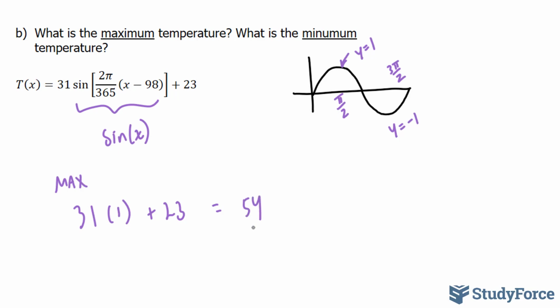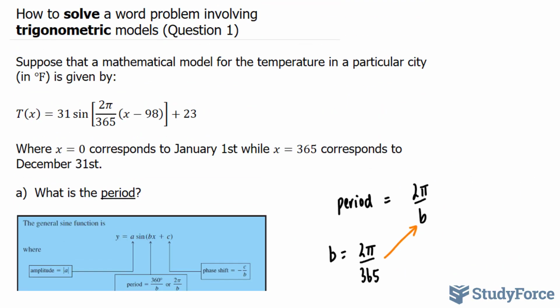Now we're going to do the same thing for the minimum. And we know that the minimum it will go, this part, is -1. So once again, 31 times -1 plus 23 gives us 8. So what we can conclude is that the maximum temperature will be 54 degrees Fahrenheit and the minimum temperature will be 8 degrees Fahrenheit. And that's it. That is how to solve a word problem involving trigonometric models.